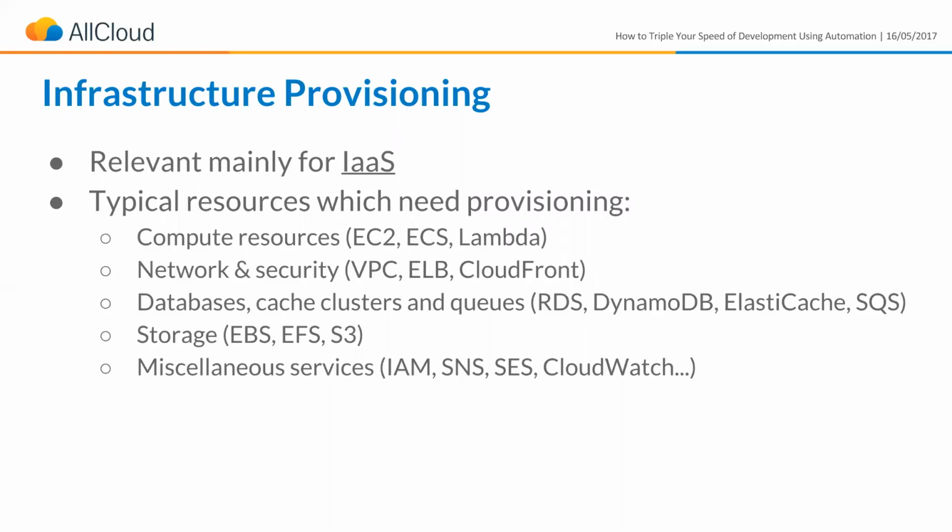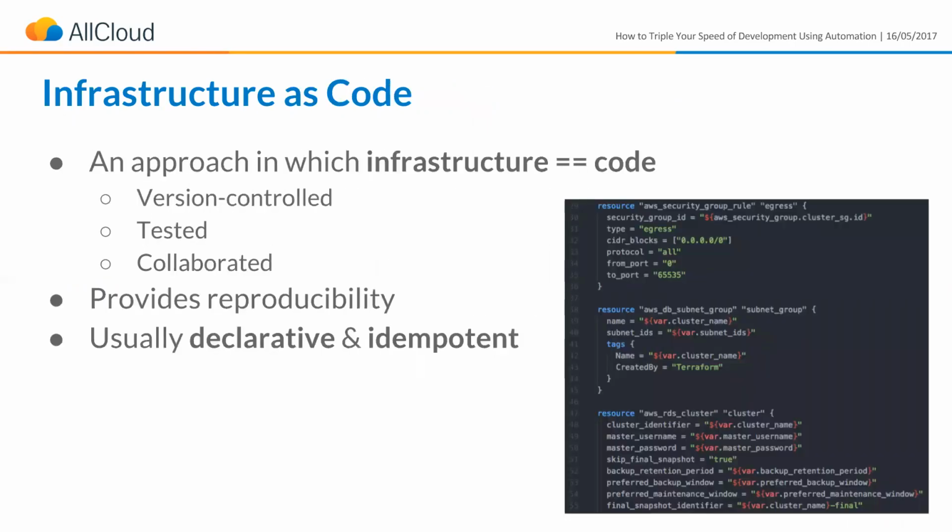Networking and security. This is something a lot of customers overlook. They say, okay, I will create my instances automatically, but what about the network and what about the database, for example? As we said, database caches and anything that handles data, and also file storage solutions or block storage solutions. And finally, things like IAM permissions, policies, SNS, SES for sending emails, monitoring. These are all part of infrastructure provisioning, and these are things that are not directly related to your code, but still need to happen.